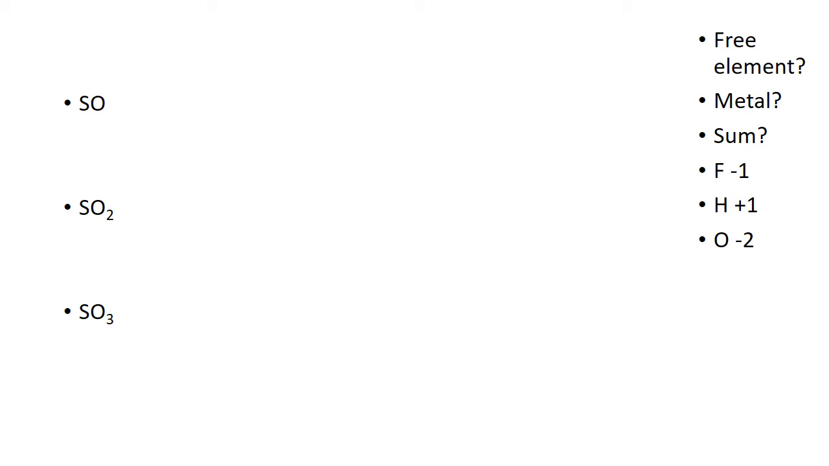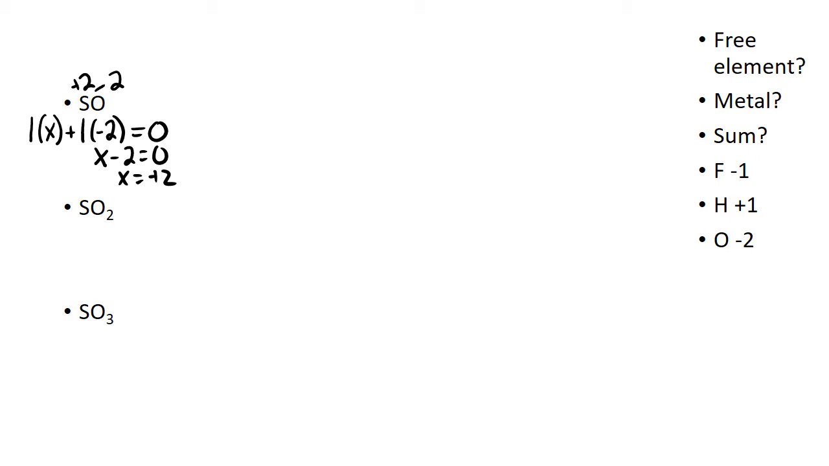Do I have a metal? Nope, no metal. The sum, if I add together the oxidation numbers for sulfur and oxygen, it will equal the charge on the molecule. In this case, that charge is 0. And then do I have any special elements? Well, I know oxygen likes to be a -2, so I can solve for sulfur. I'm going to say I have 1 sulfur, it's X, and I have 1 oxygen, which is a -2. And then I'm going to simplify. X minus 2 equals 0. X equals a +2. So sulfur likes to be a +2.